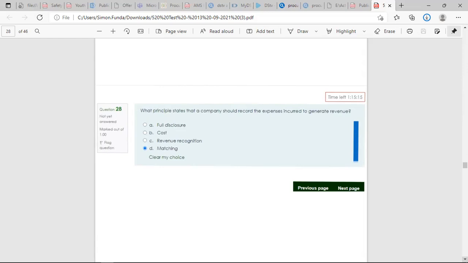So there should be that matching. You cannot just generate revenue from nothing. You need to spend to generate revenue. So all that expenditure that you incur to make money is supposed to match with the revenue that you have generated. So that's the meaning of the concept.